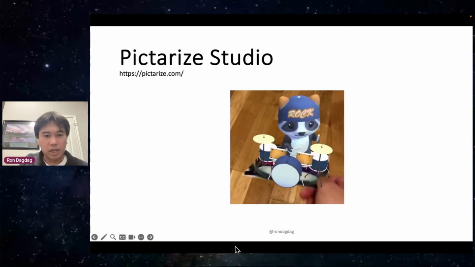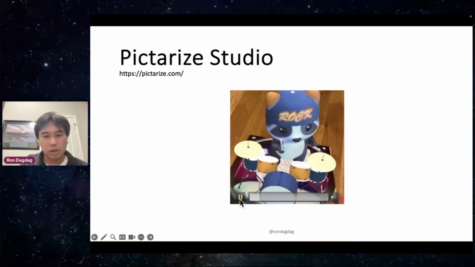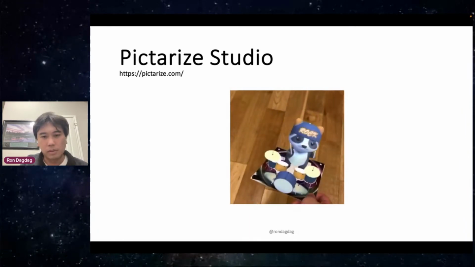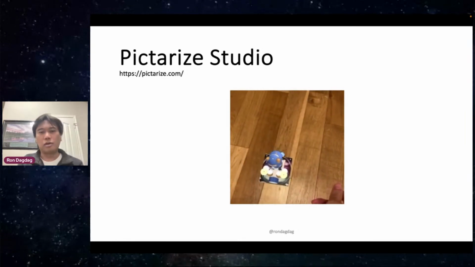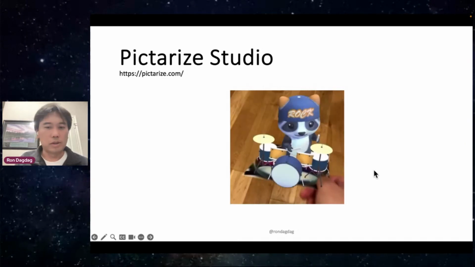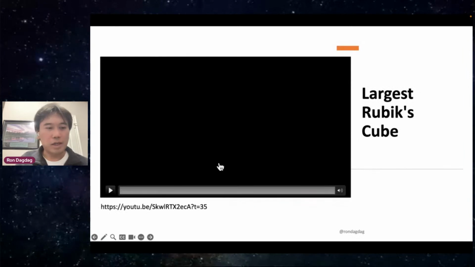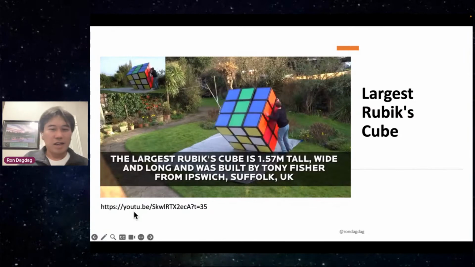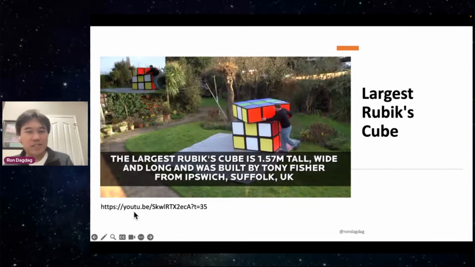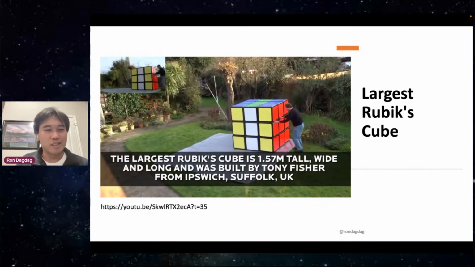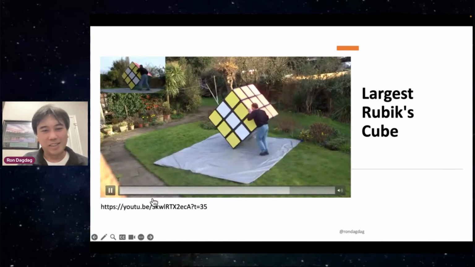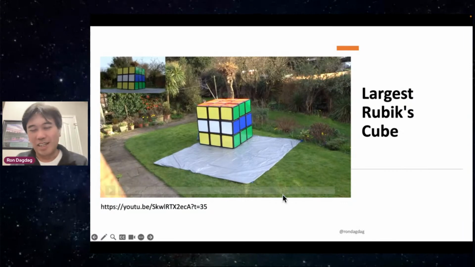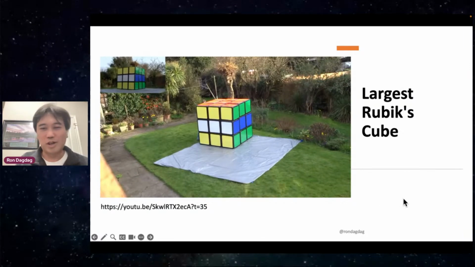So it looks like this if you run it, where you can have a piece of paper, and it can scan that marker and then have the model on top of it. Okay, the largest Rubik's Cube, I don't know if you can see this, but it's 1.57 meters tall and wide. And that is one of the largest Rubik's Cubes out there.